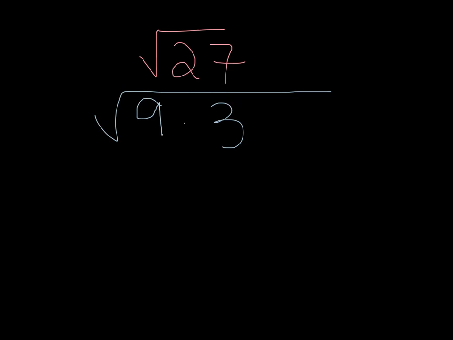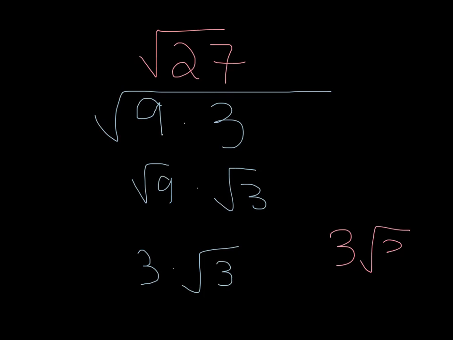Those two numbers multiply to 27. Because of factoring, we know that we can break this equation up into the square root of 9 times the square root of 3. The square root of 9 is 3. We're left with 3 times root 3. So our answer is 3 root 3. This is the simplest that this equation can get, and so that is our answer.